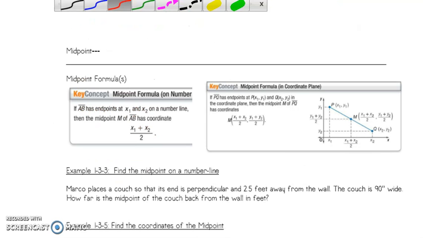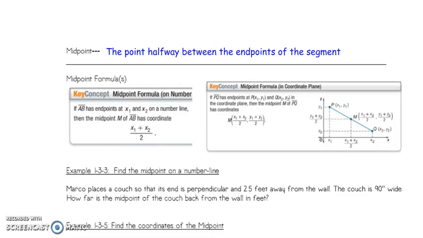Midpoint is the point halfway between the endpoints of a segment.